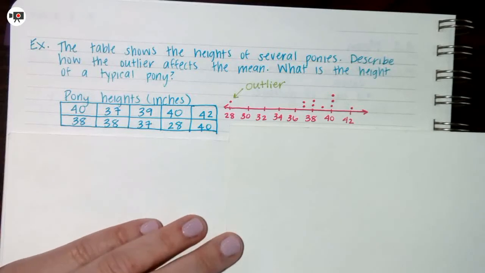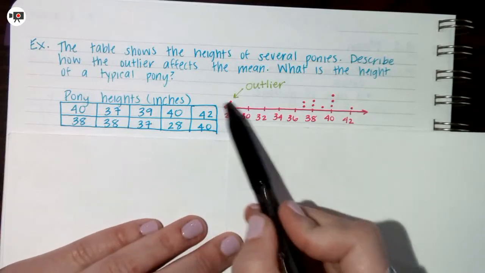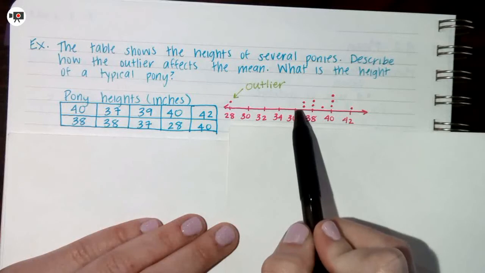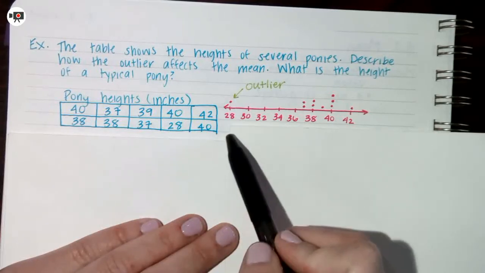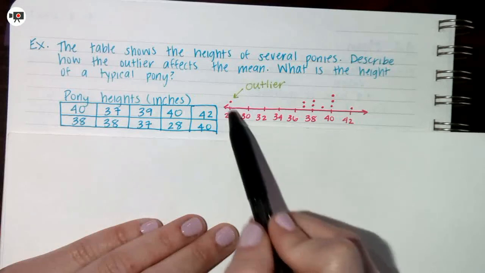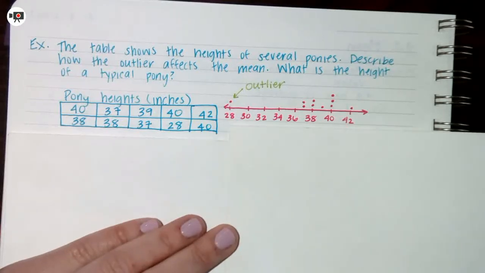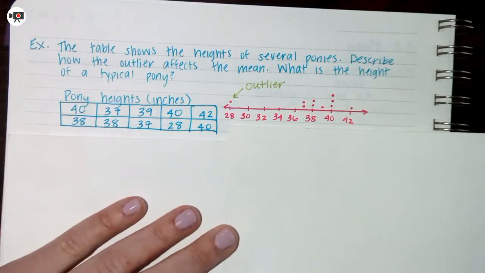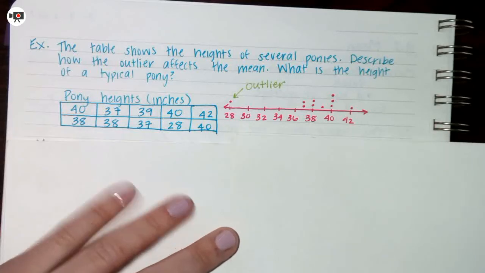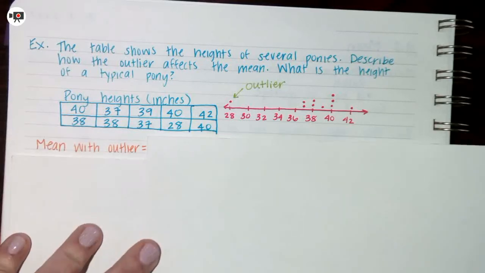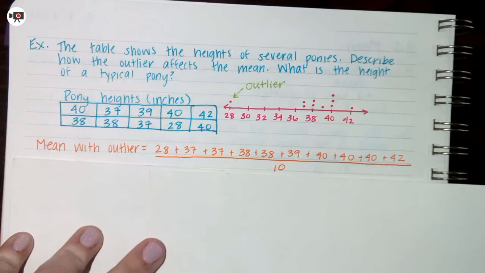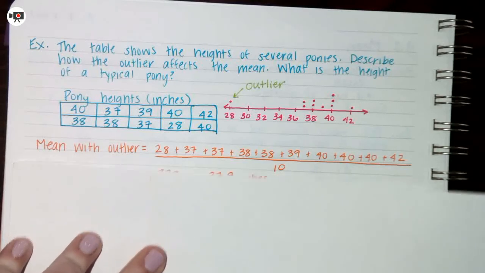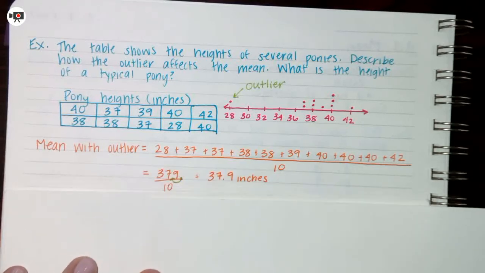So I put all these numbers out on my dot plot, and then an outlier is a number that is separated by a gap, and it's kind of out here all by itself. So my outlier is 28. So we're going to see how 28 affects the mean. So I'm going to do the mean with the outlier and then the mean without the outlier. So I'm going to include it, and I have 10 numbers, and then I can find the mean is 37.9.